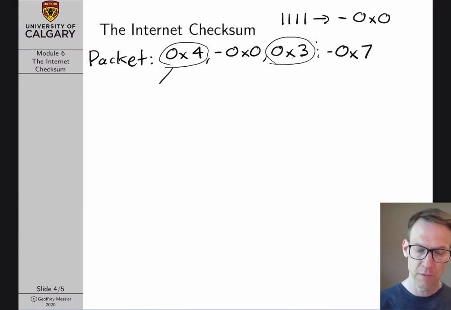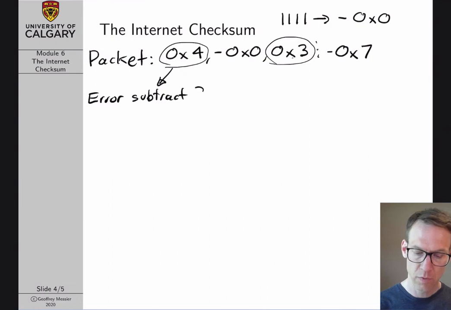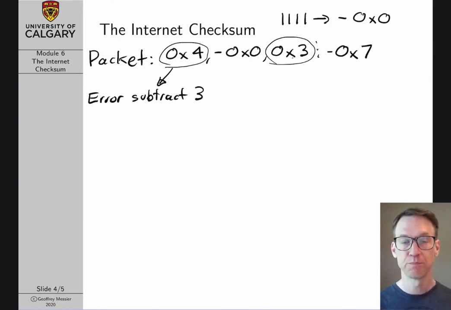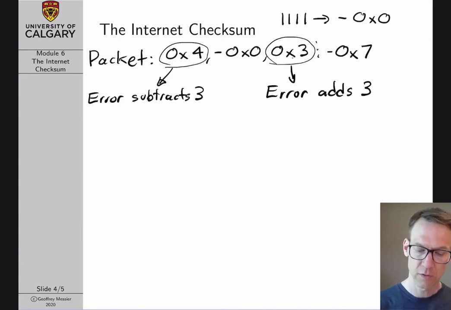So in the first nibble, the error is going to subtract 3 from the value of the nibble. And then here we're going to consider an error that adds 3. So I guess I should say subtracts 3 and adds 3. So we're going to subtract 3 from the first nibble, add 3 to the second nibble.